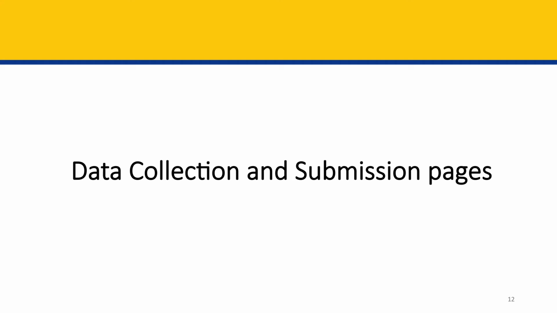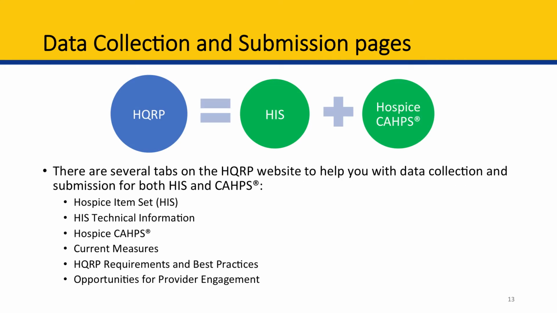Next, we'll explore our first collection of tabs, the data collection and submission pages. Before we begin, remember that HQRP equals HIS plus CAHPS, meaning you need to collect and submit both HIS and CAHPS data to comply with HQRP requirements. As you can see on slide 13, there are several tabs on the CMS HQRP website that will help you with data collection and submission. We'll go over this collection of tabs now.